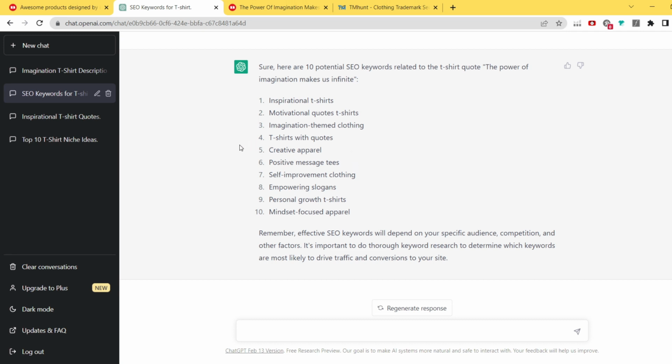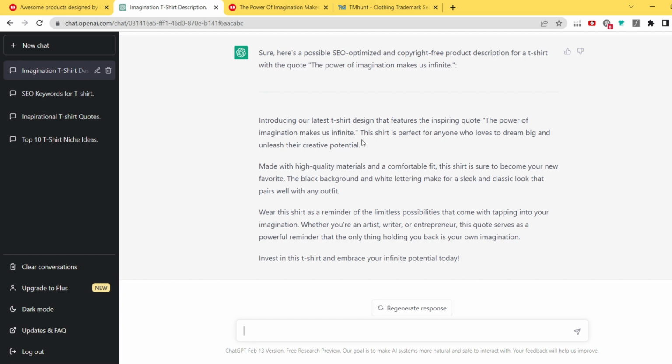Okay, so the last thing I did, I asked ChatGPT to create this kind of t-shirt description for this phrase. And here is what it sounds like. Introducing our latest t-shirt design that features the inspiring quote, the power of imagination makes us infinite. And this is perfect for anyone who loves to dream big and unleash their creative potential. So what I would do, I would actually copy only parts of this description and paste them and try to create with them a kind of simple description of your Redbubble product, as print-on-demand websites don't like this kind of approach when you're writing a description.